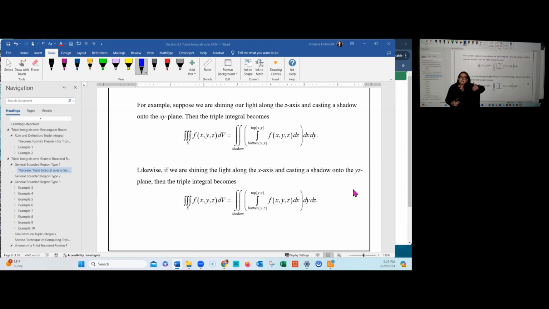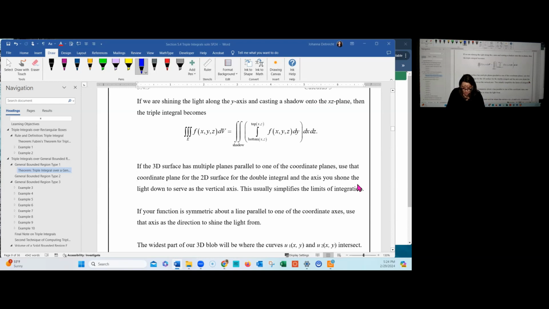So whichever axis the flashlight is shining along, that's the variable you integrate with respect to first. And then you're looking for the bottom function, giving you z as a function of x and y, and the top function, z, as a function of x and y. So you're integrating from the bottom to the top. When you're doing this, it helps to have the z-axis pointing straight up so that you can see what surface is on the bottom and what surface is on the top of your solid.